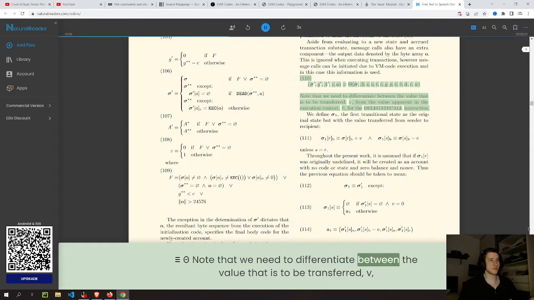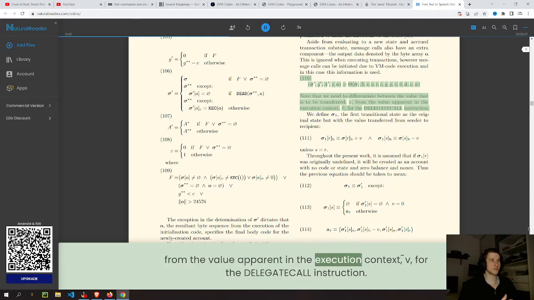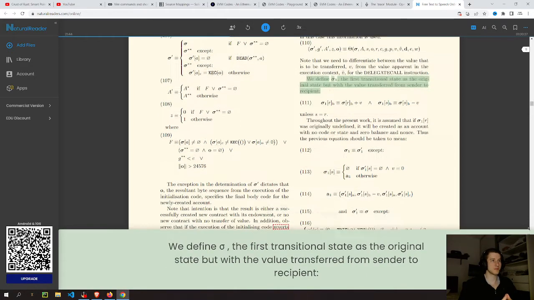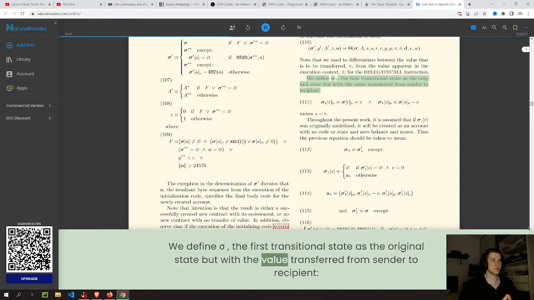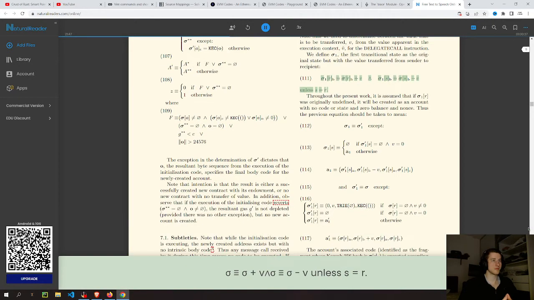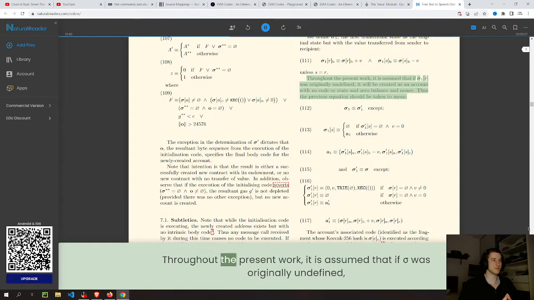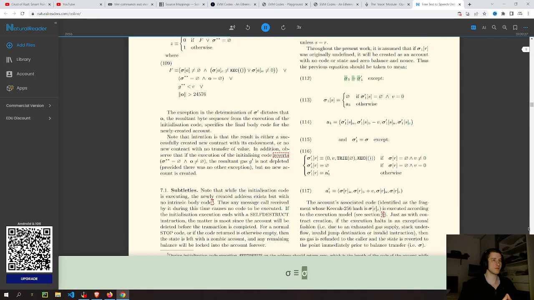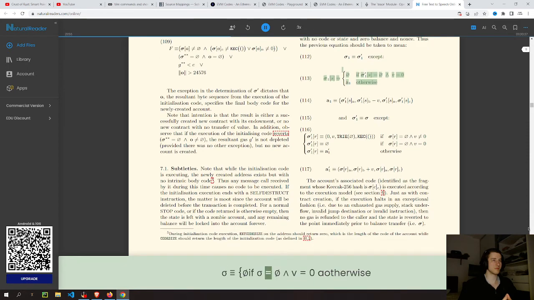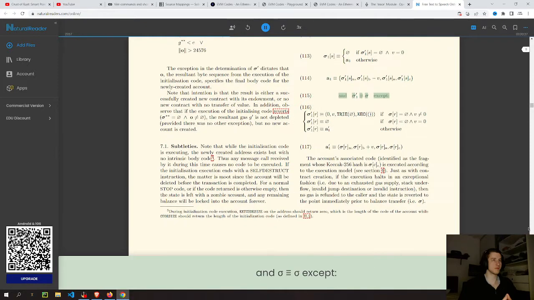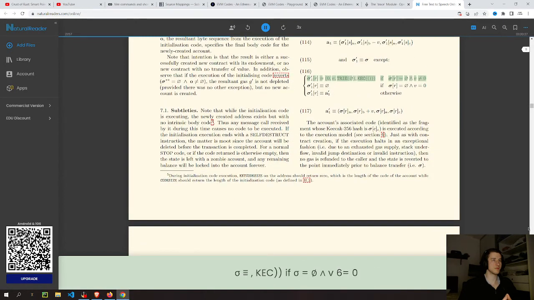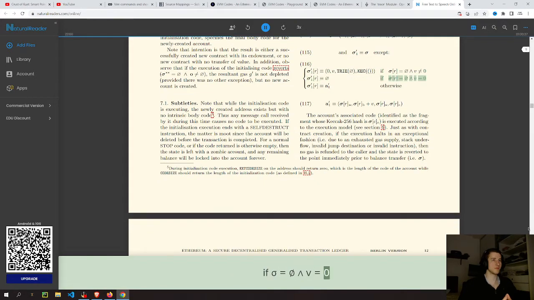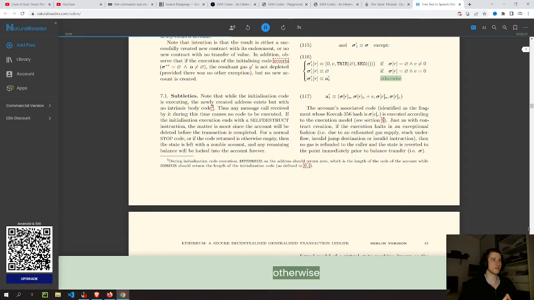Note that we need to differentiate between the value that is to be transferred, V, from the value apparent in the execution context, V, for the delegate call instruction. We define sigma, the first transitional state, as the original state but with the value transferred from sender to recipient, unless S equals R. Throughout the present work, it is assumed that if sigma was originally undefined, it will be created as an account with no code or state and zero balance and nonce. Thus the previous equation should be taken to mean sigma except sigma if V equals 0, otherwise A.